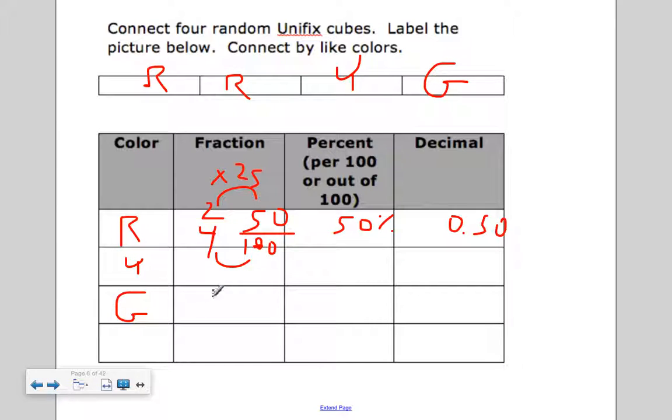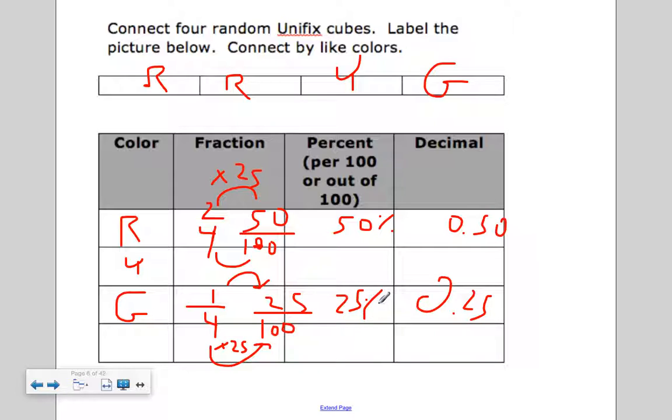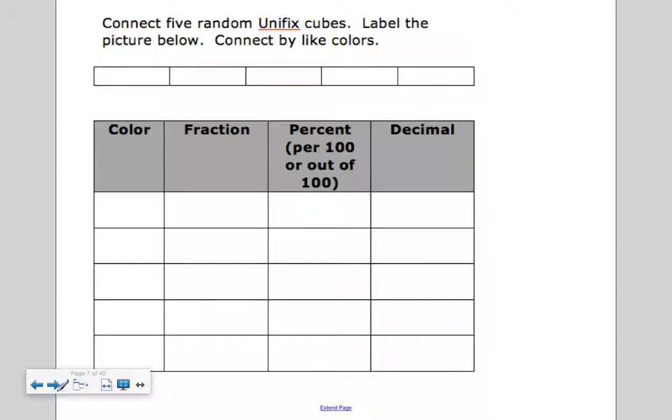Let's do green. What fraction of the Unifix bar is green? 1/4. I need to find a percent. That means I need to build it up to 100. How do I build 4 to 100? I multiply by the scale factor of 25. So 1 times 25 is 25 hundredths. How do I write that as a decimal? 0.25. How do I write that as a percent? What number is above 100? 25%. So we're going to do it for several items.